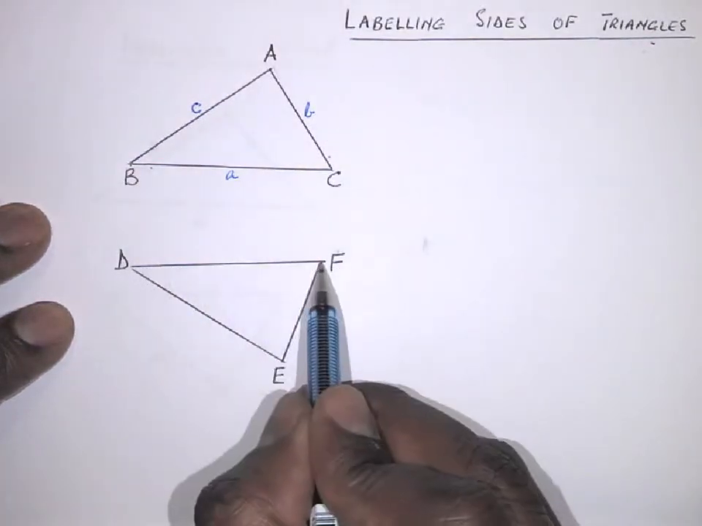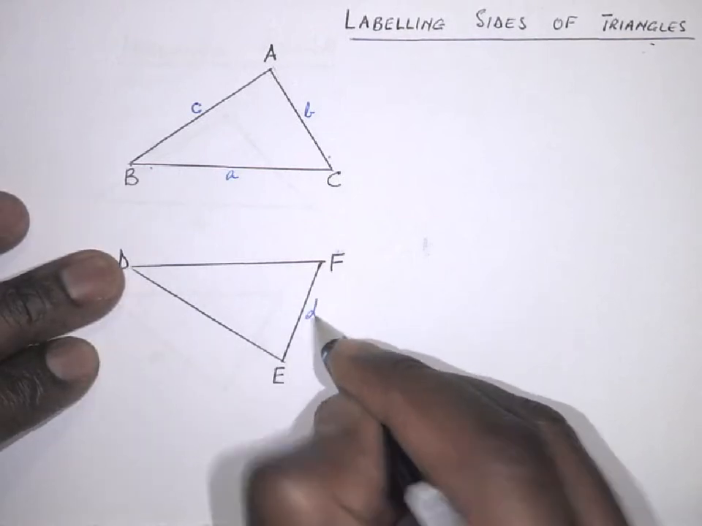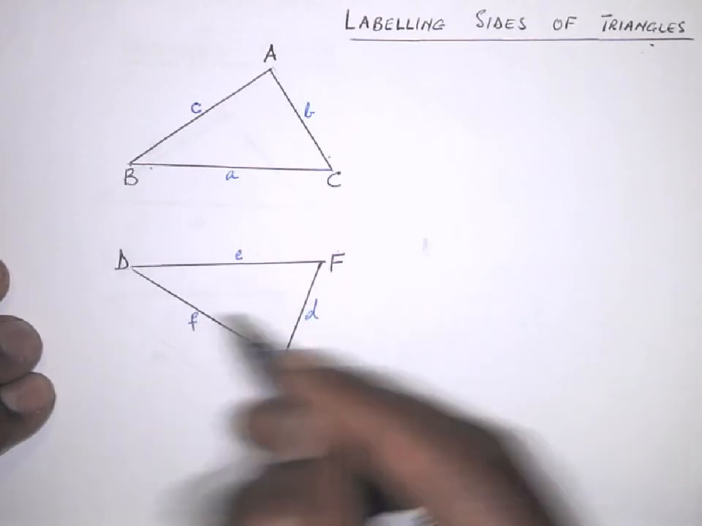Similarly, in this triangle DEF, that is D, small letter d over there. That's E, small letter e there. F, small letter f over there.